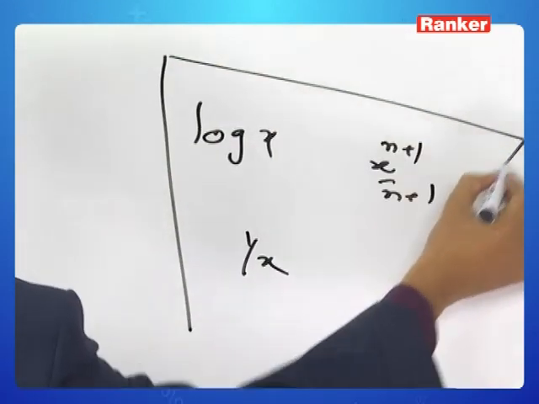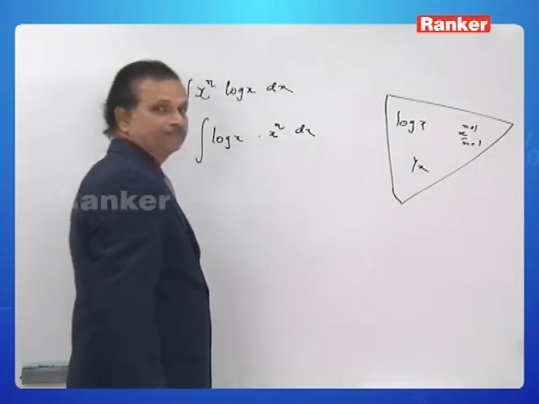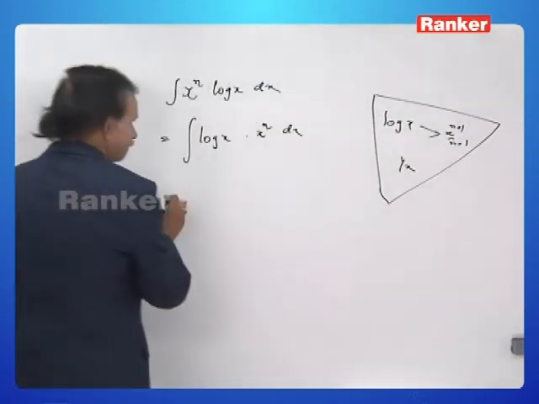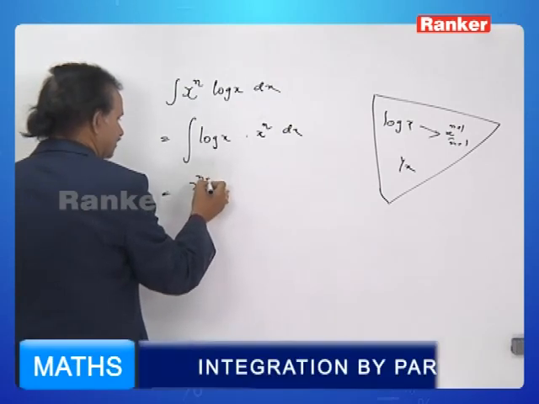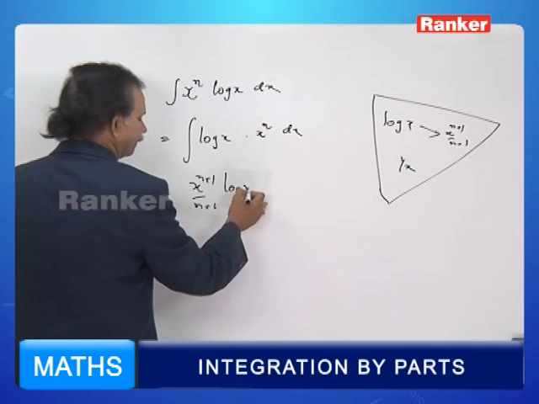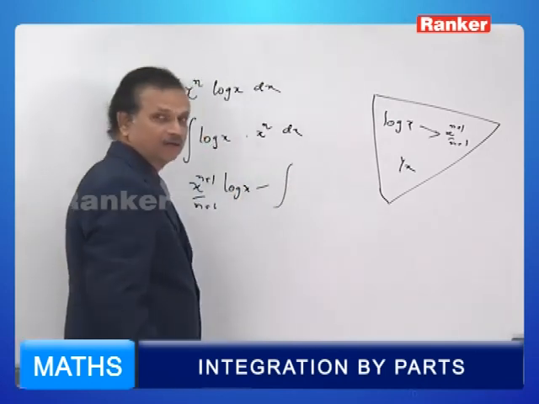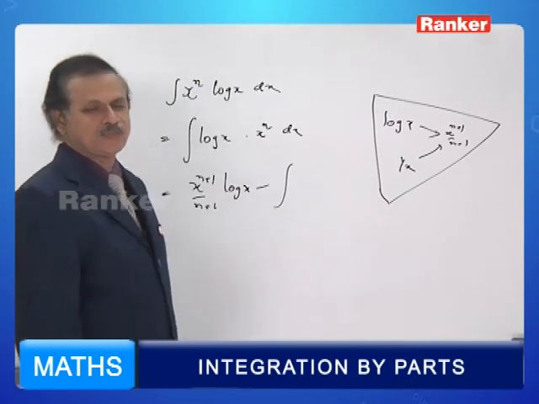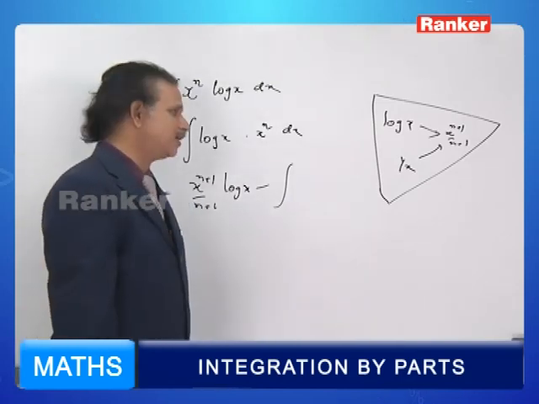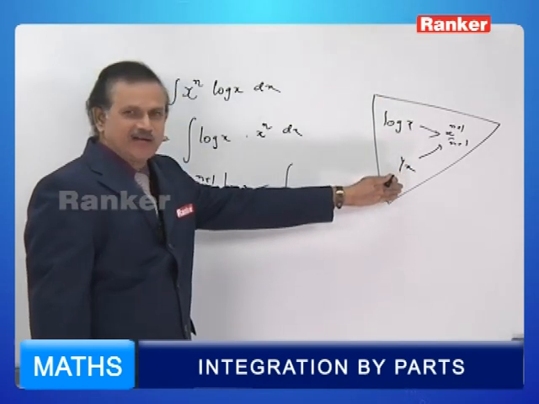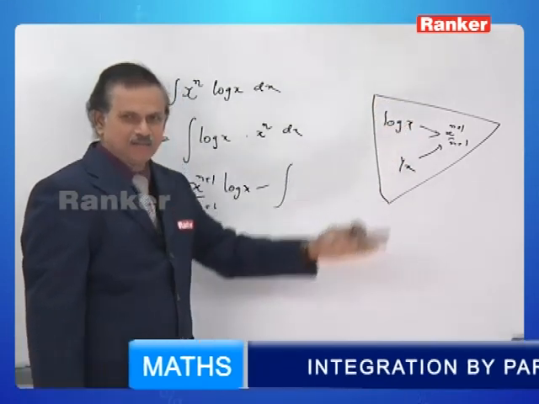Put a triangle. Come on. Log x into this product, x power n plus 1 by n plus 1 into log x minus integral of this product. You see, 1 by x into x power n plus 1 by n plus 1. What does it mean? There it is x power n plus 1. In the denominator there is x, so that the numerator becomes x power n by n plus 1.